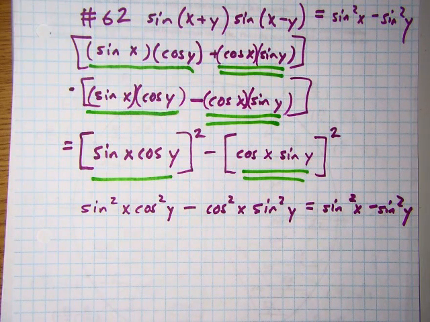Okay, this is number 62 in section 7.4. This combines all the different concepts we've talked about so far in this section. Well, it's combining 7.4, plus it's going to be combining 7.1 and 7.2.